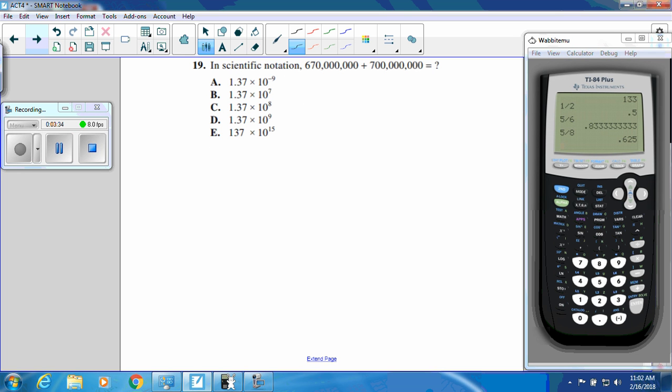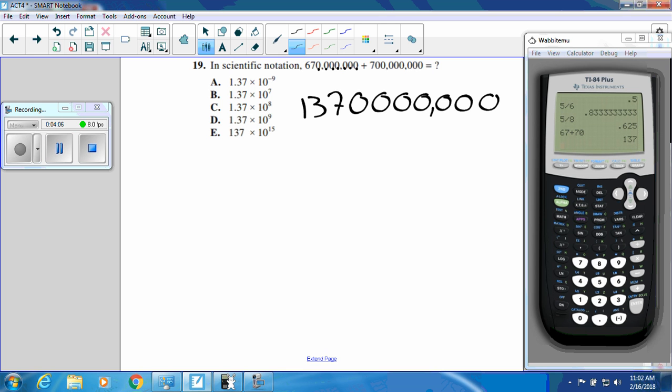In scientific notation, 670 million plus 700 million is equal to what? All right, so for this one, we're going to calculate first what that answer is, and then figure it out in scientific notation. So I'm going to just start by adding 67 and 70, and I get 137. Now I'm going to add all the zeros that I didn't use. So I didn't use 1, 2, 3, 4, 5, 6, 7 zeros.